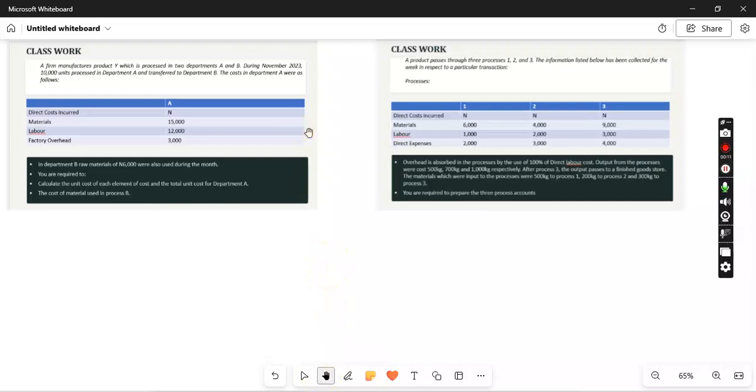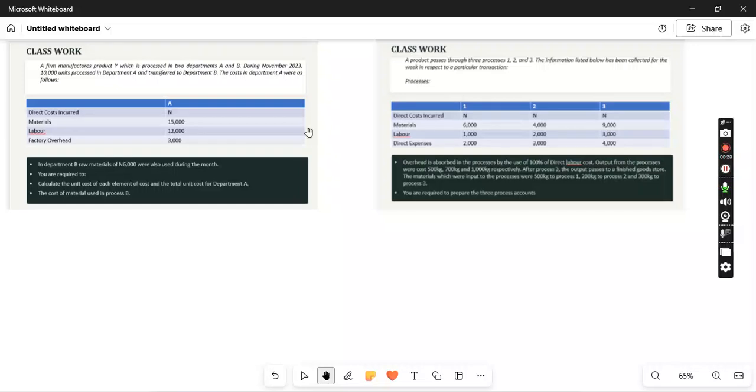So a firm manufactures product Y, which is processed in two departments A and B. During November 2023, 10,000 units were processed in department A and transferred to department B. The costs in department A were as follows. So let us look at the question.